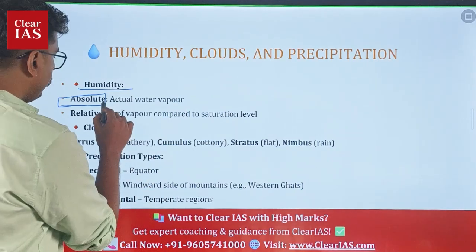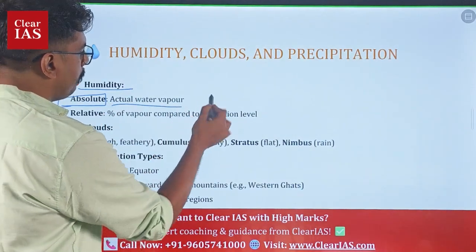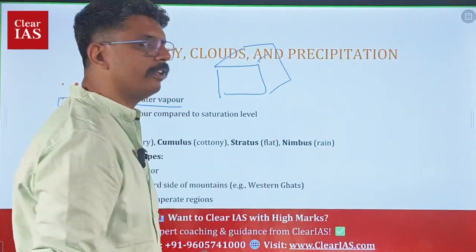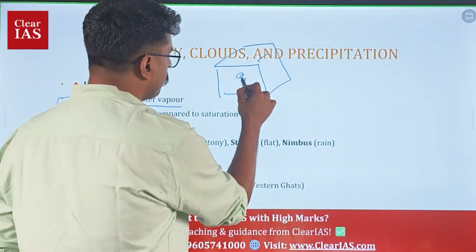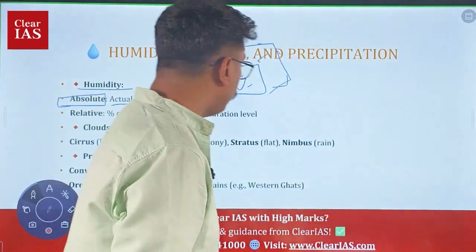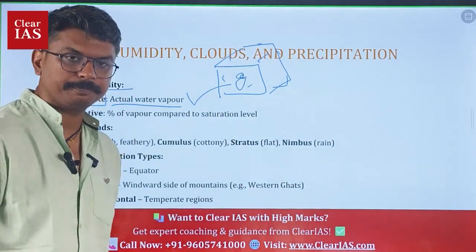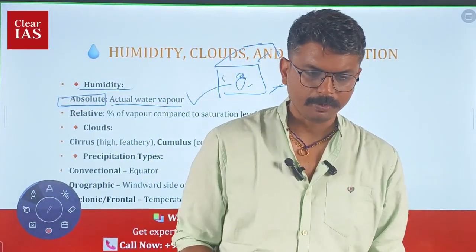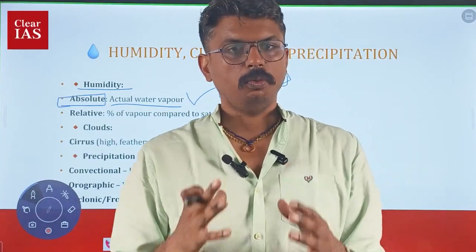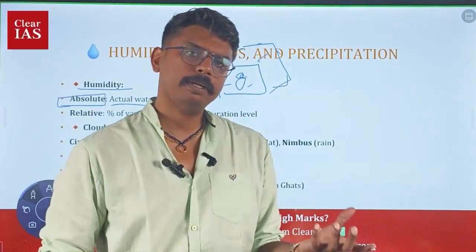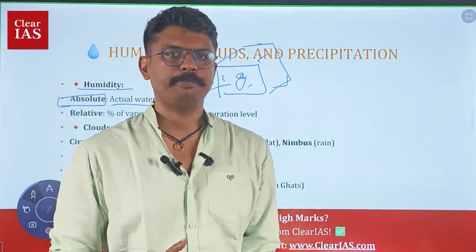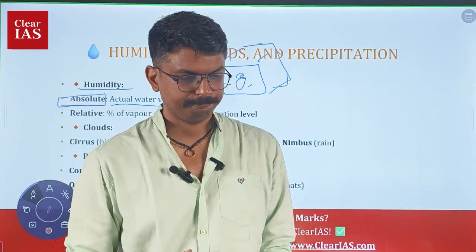In absolute humidity, we take care of the actual water vapor. For example, I take an area of 1 cubic meter of air. How many grams of water vapor are present in 1 cubic meter of air? We call that absolute humidity. Simple definition: you take 1 unit of air, and in that 1 unit of air, how many grams of water vapor is present? That is called absolute humidity. Is that clear, friends?